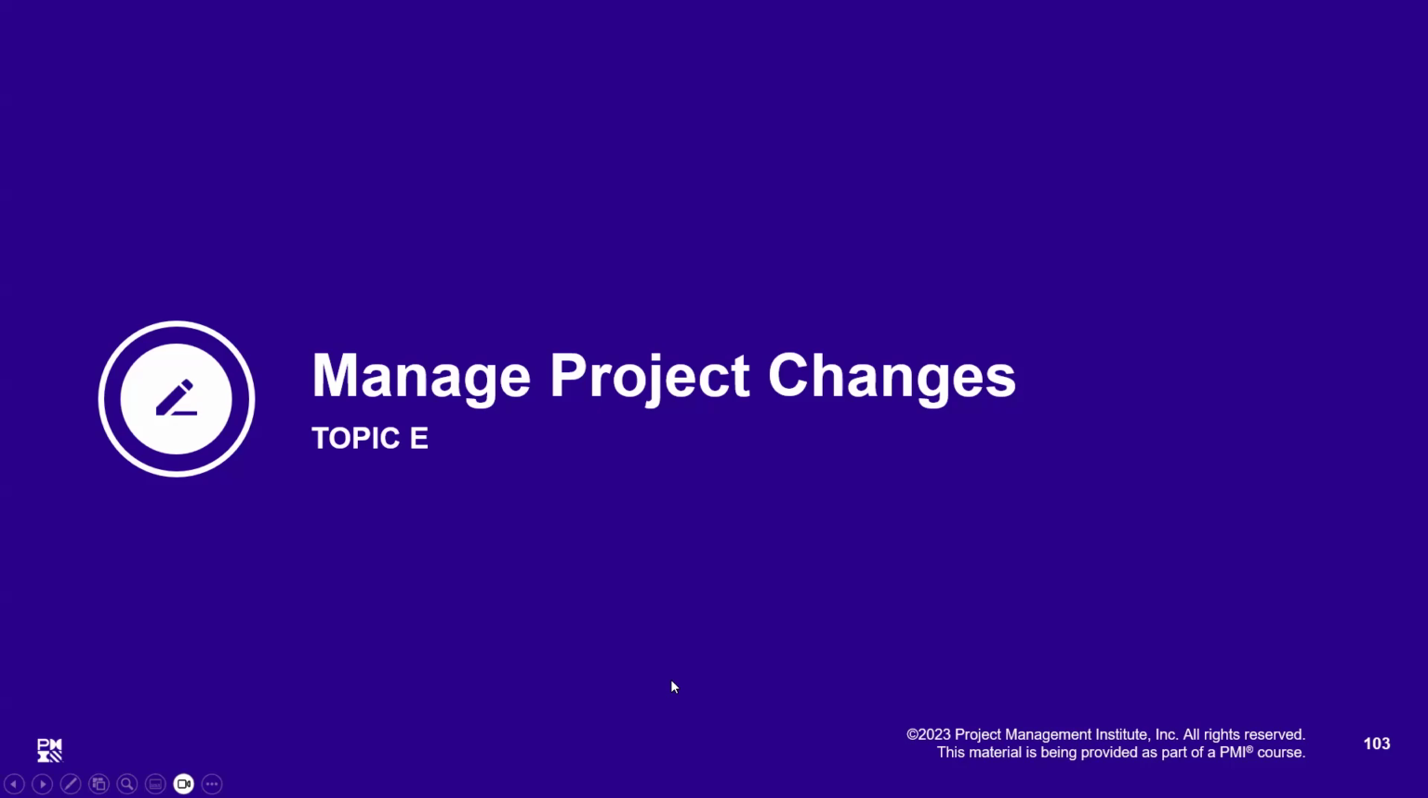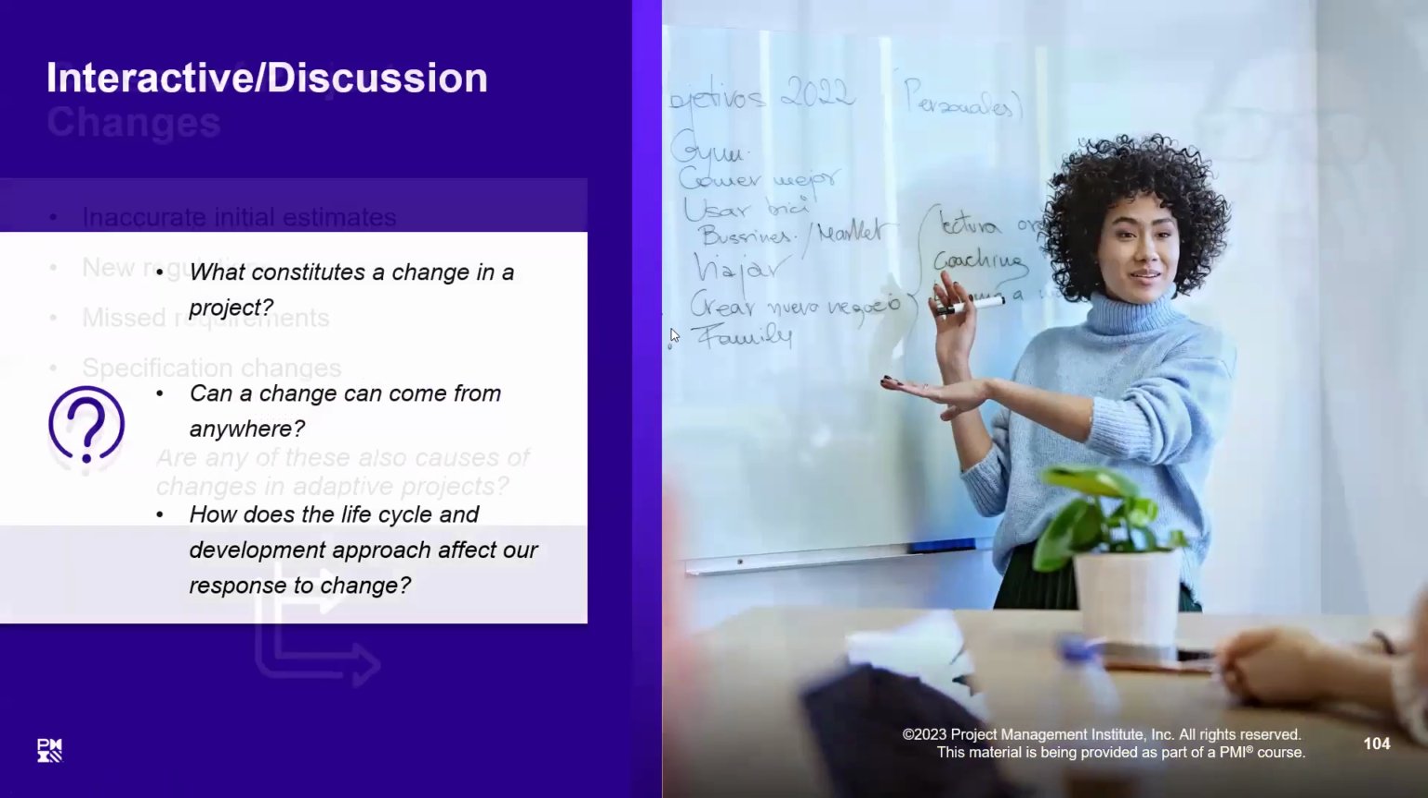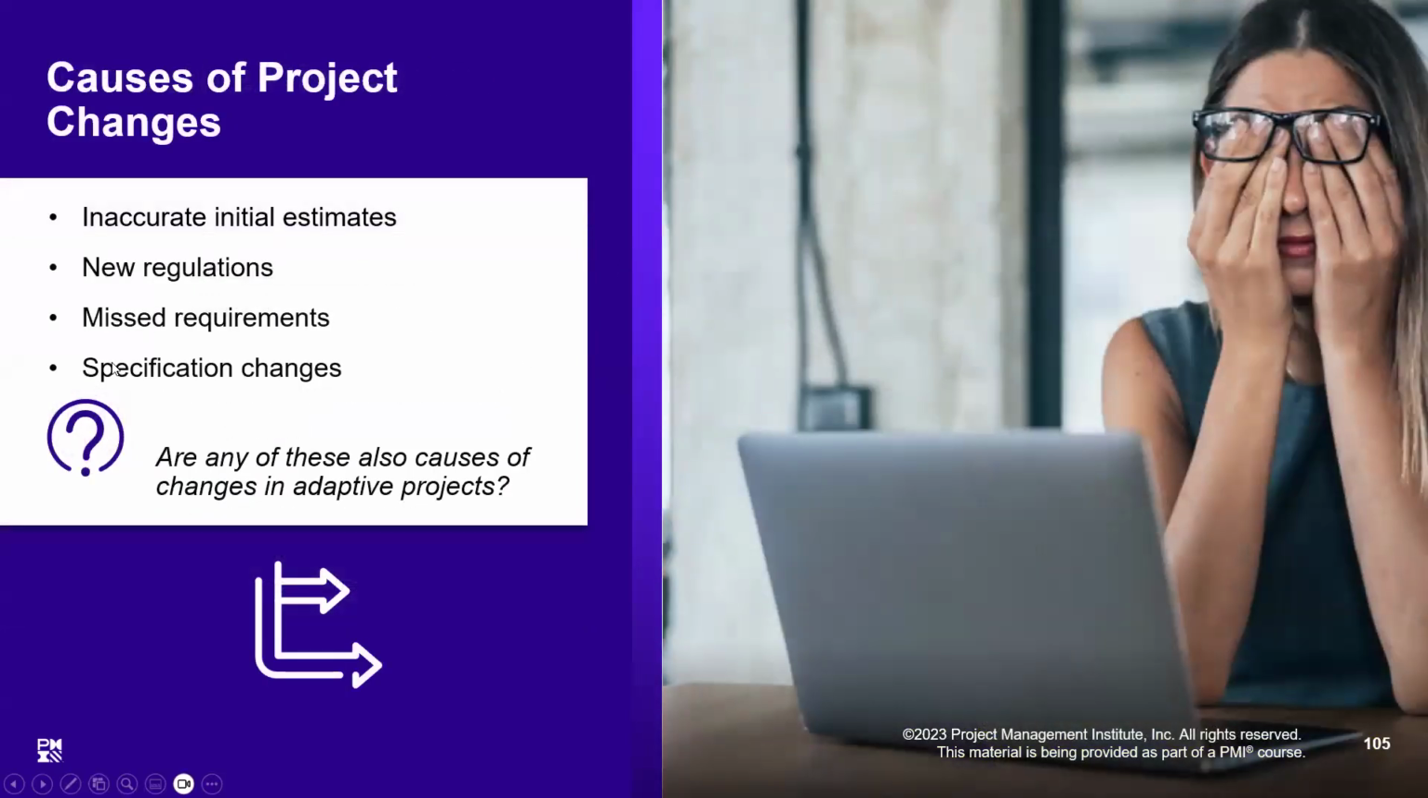But in a predictive project, we have to have a chain of command. We have to have a very strict procedure for the approval of the changes. A proper change request has to be moved. So, what are the causes of project changes? There could be many causes. Maybe the estimates you made earlier were not accurate, and now you need to correct them.